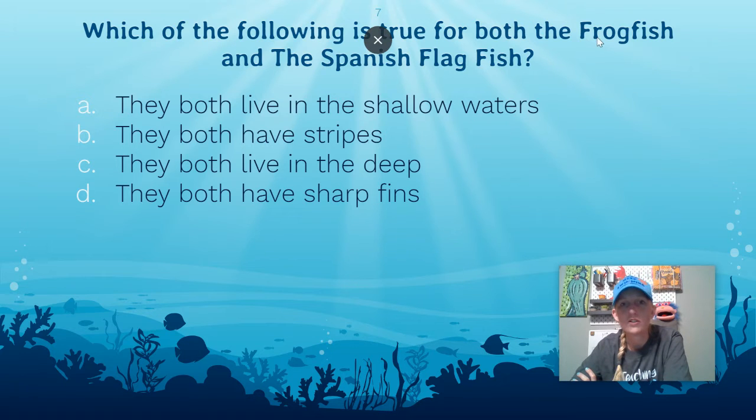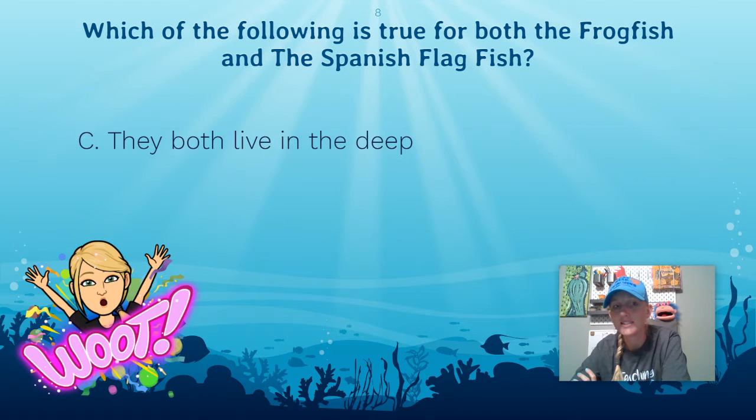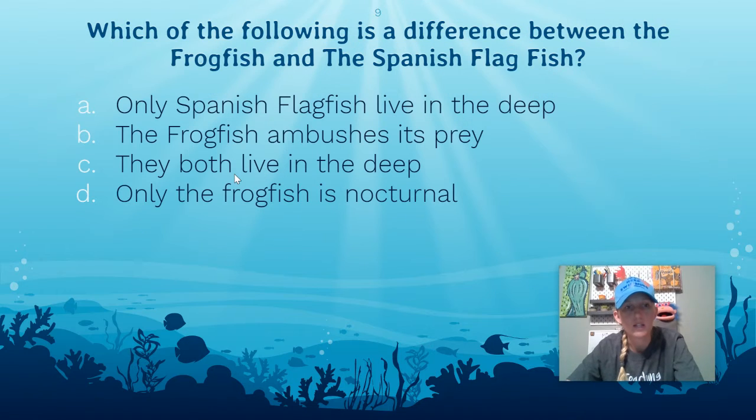Which of the following is true for both the frogfish and the Spanish flagfish? A, they both live in shallow waters. B, they both have stripes. C, they both live in the deep. Or D, they both have sharp fins. All right, guys, I'm moving on. Here we go. They both live in the deep. Whoop, whoop. So remember we talked about how they both are living at the bottom layer of the ocean there. All right, so let's take a look at another one.